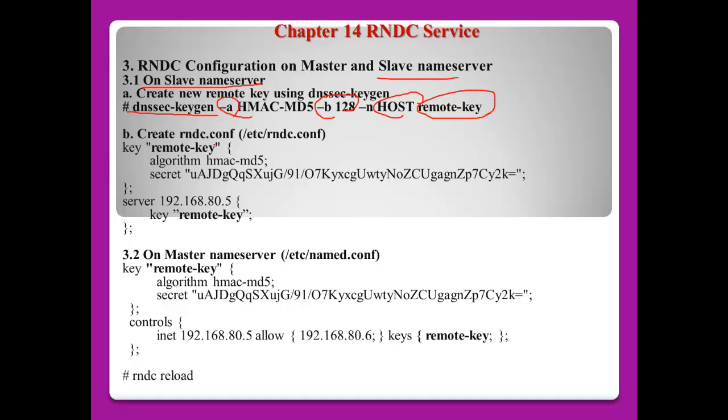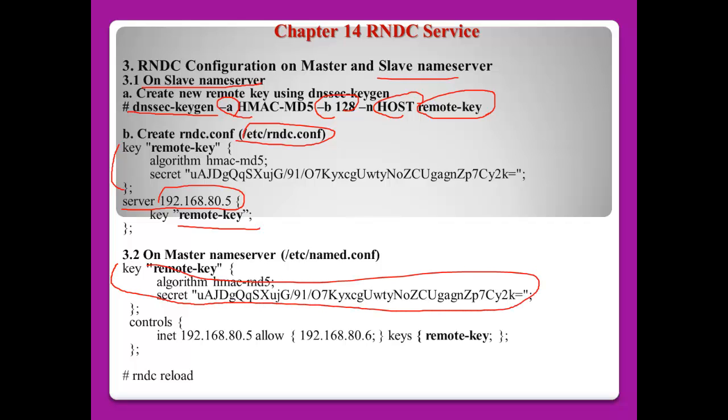So first, in the client part and in the slave part, create this file as well. It is rndc.conf. So the key is defined here, and the server, in my case, 192.168.5 is the master name server, and the key name like this. In the master name server, we also need to configure this key, because this is a symmetric key. Symmetric key means the key must be the same between master and slave. So this key and this key must be the same.